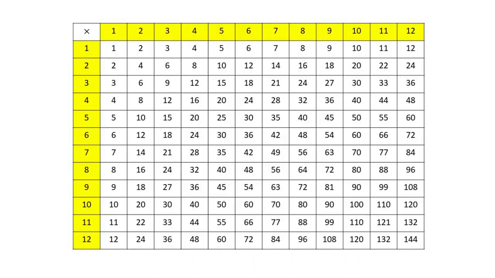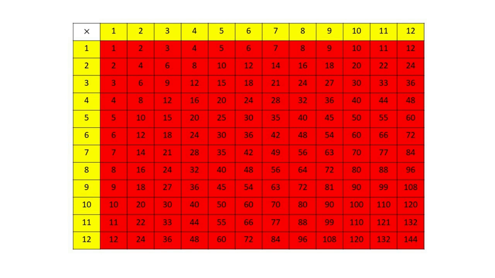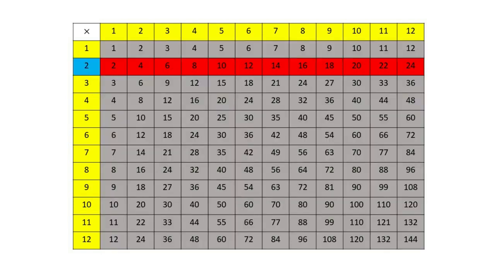Here's a completed multiplication table for factors 1 to 12. The factors are shown on the side of the table and at the top of the table. The multiplication facts, which are the products, are shown in the middle of the table.